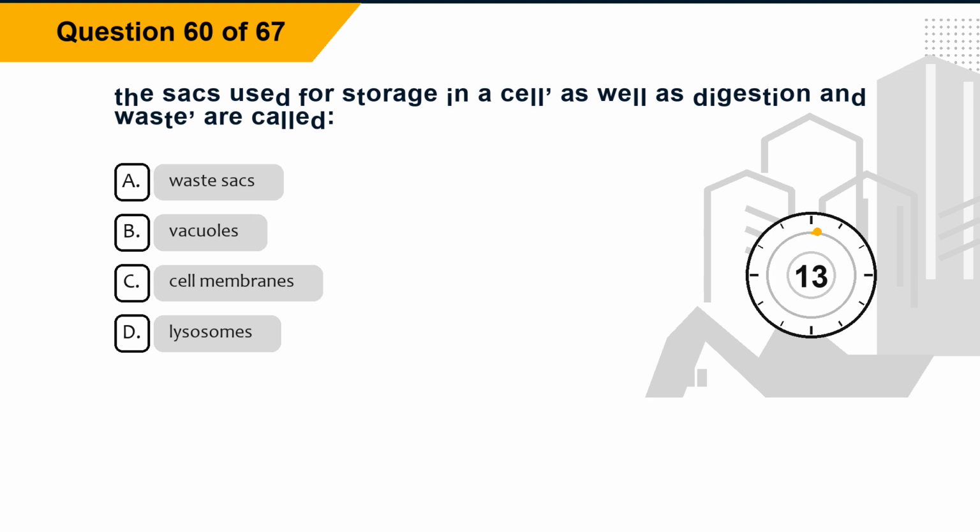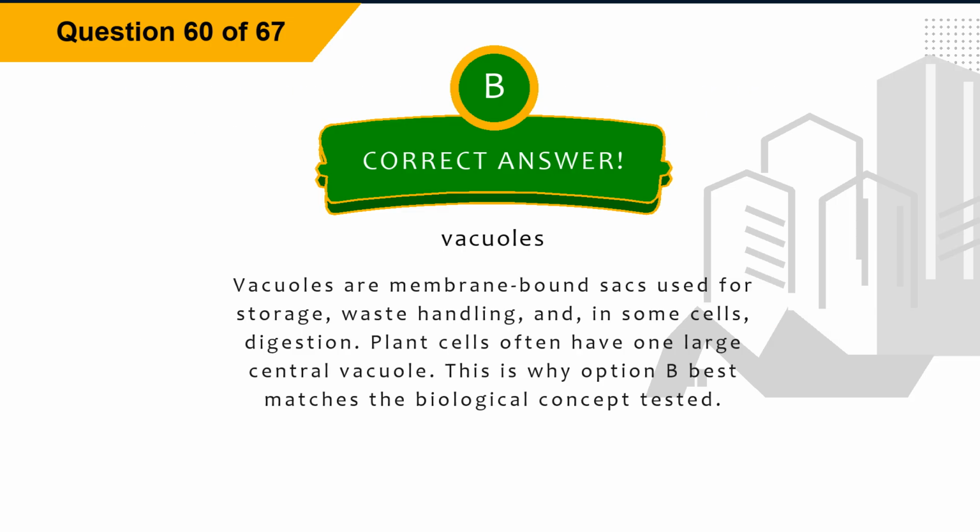Question 60. The sacs used for storage in a cell, as well as digestion and waste, are called. Option A, waste sacs. Option B, vacuoles. Option C, cell membranes. Option D, lysosomes. The correct answer is option B, vacuoles. Explanation. Vacuoles are membrane-bound sacs used for storage, waste handling, and, in some cells, digestion. Plant cells often have one large central vacuole. This is why option B best matches the biological concept tested.